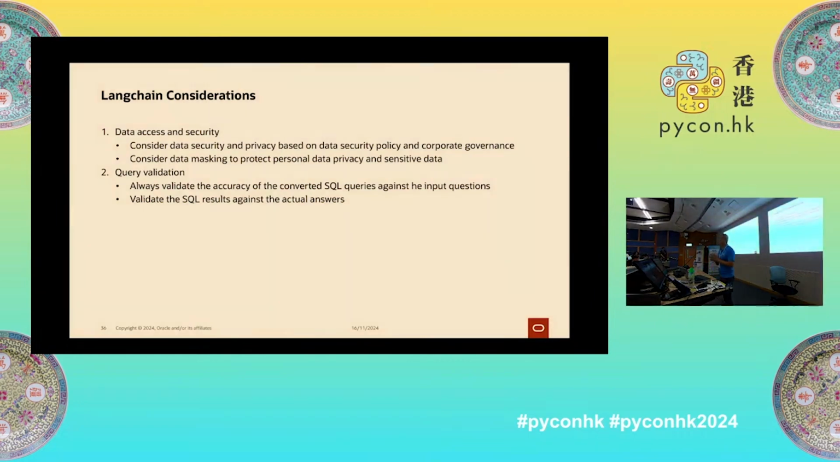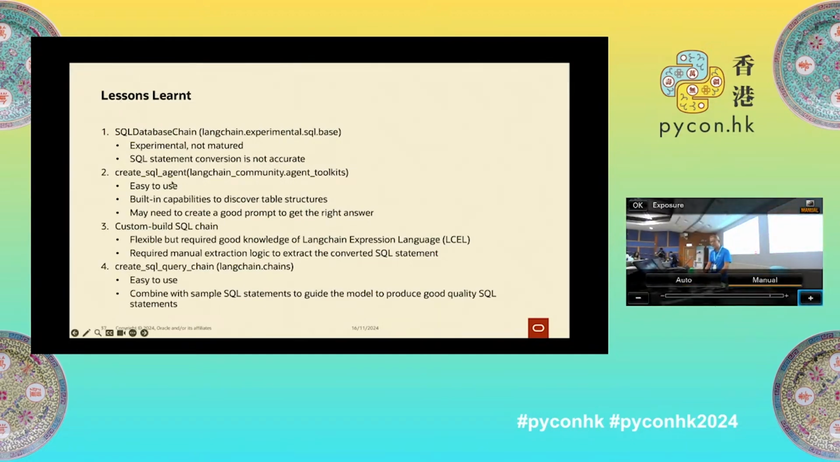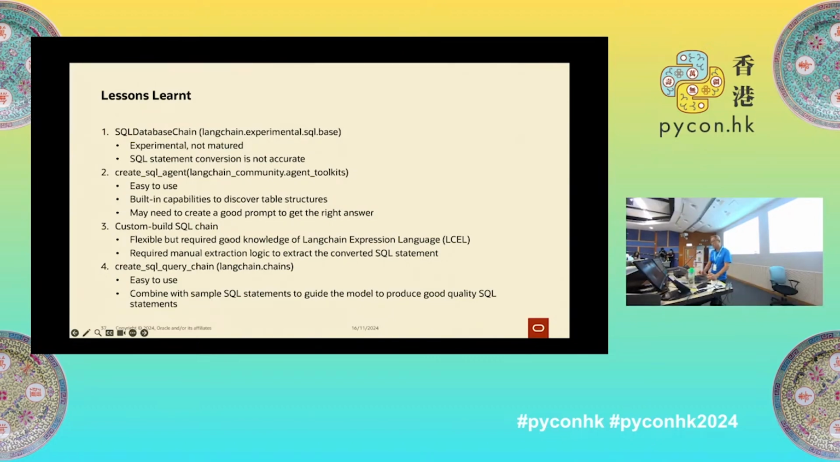Okay, so with that, I want to summarize my little experiment with LangChain. If you want to deploy this, think about the security, think about validating the queries, whether the SQL is generated correctly. And in terms of the different models or different packages that I used, again, the experimental ones are not mature or tested. The SQL agent is good, but you need to have a good prompt to get the right answer. With a custom chain, you get all your freedom and flexibility of building your own custom SQL chain. And then the SQL query chain is quite easy to use.